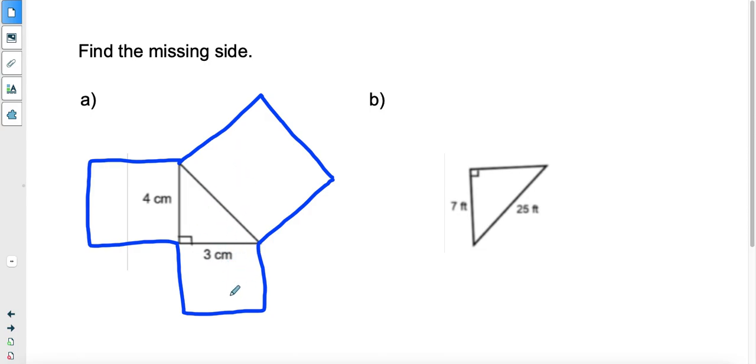Next, we're going to find the area of each of these squares. So this square, if both of the sides of this square are 3 centimeters, then the area is just going to be 3 times 3, which is 9. Okay, for this square, if each side of the square is 4 centimeters, the area is just going to be 4 times 4, which is 16.